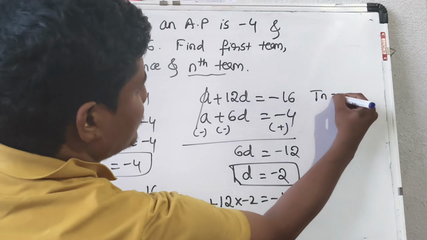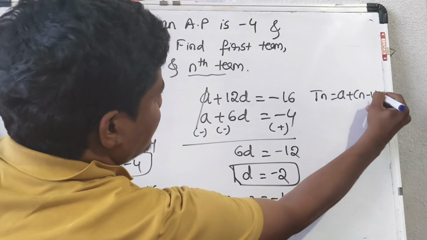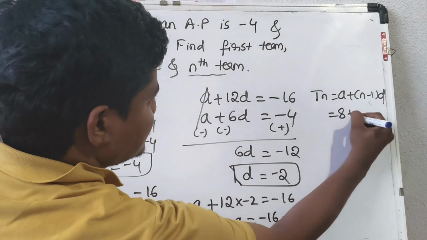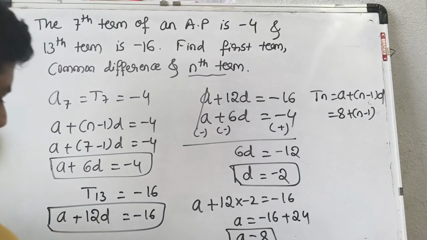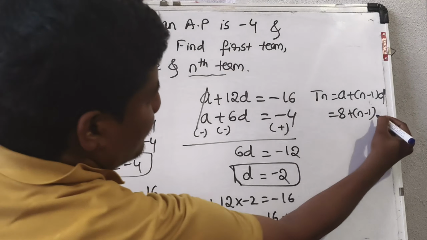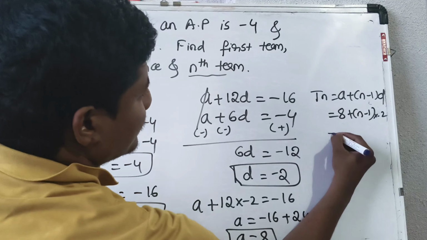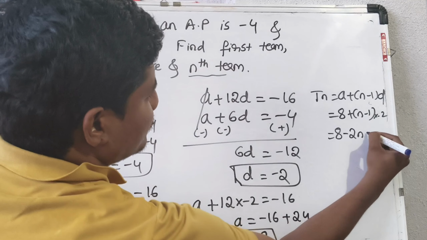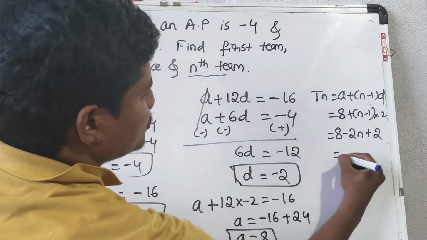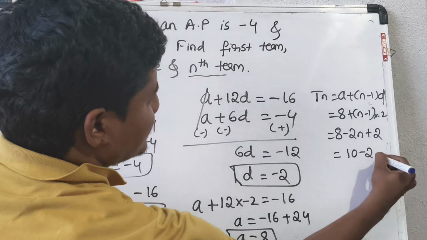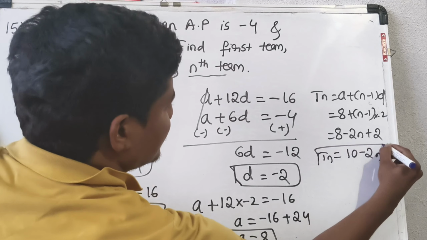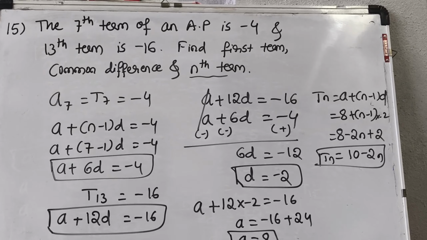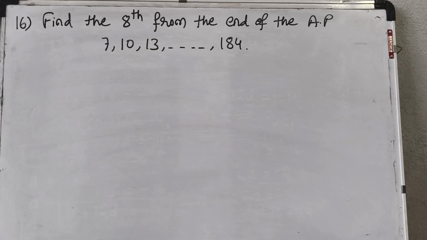And he is asking the nth term. I am going to use the nth term formula for this. Tn is equal to a plus (n minus 1)d. a is 8 plus (n minus 1)d. d is how much here? Minus 2, into minus 2. 8 plus, minus into minus 2n, minus into minus plus 2. 8 plus 2 is 10. 10 minus 2n. The nth term of this question is 10 minus 2n.